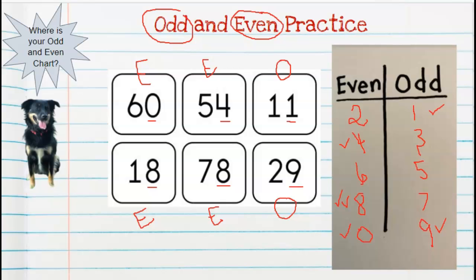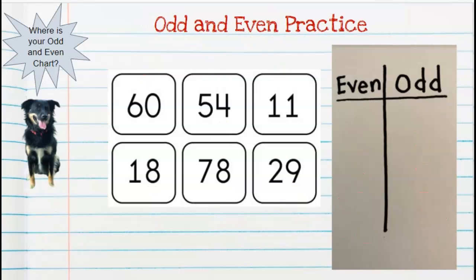Okay? So again, whenever we are trying to figure out if a number is even or odd, you need to always underline the ones place. The ones place. That's the only place that we look at is the ones place, nothing else. Okay? And then make your even and odd chart, and that's going to help you label your numbers.